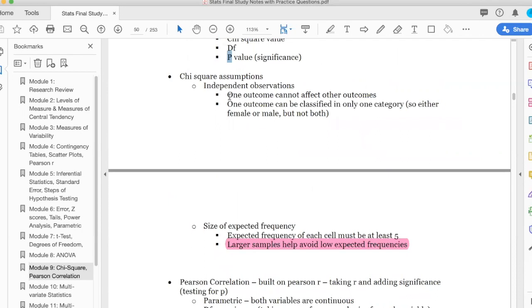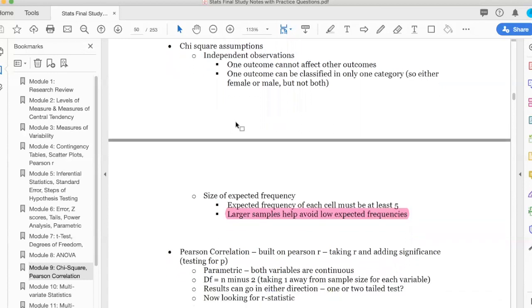So one outcome cannot affect other outcomes. One outcome can only be classified in one category or the other. So you're either male or you're female, but not both, right? Again, I don't remember anything about this coming up, and I wouldn't worry about it.